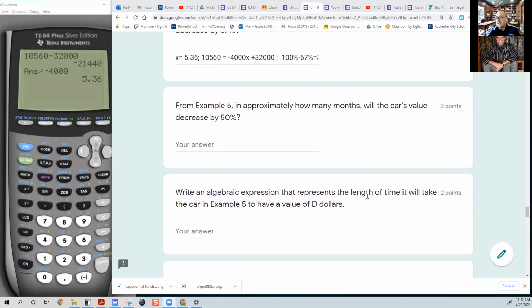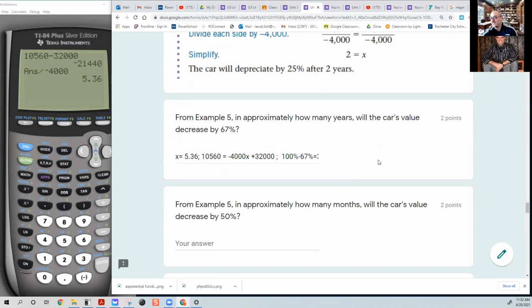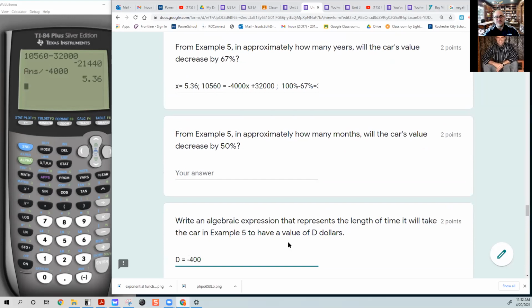All right, the next one is write an algebraic expression. Oh my gosh, I can't believe I did this to you. I'm just mean. I'm cruel. Okay, we're going to do this algebraically. Let's do this. Okay, have the value of $D. So D is the value of the car that we want to find out. What is the slope here? The slope is negative 4,000. Sorry, I should have remembered that one. That's an easy one to remember.